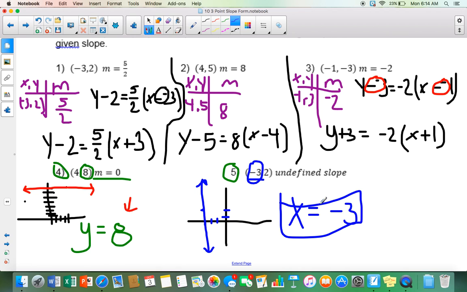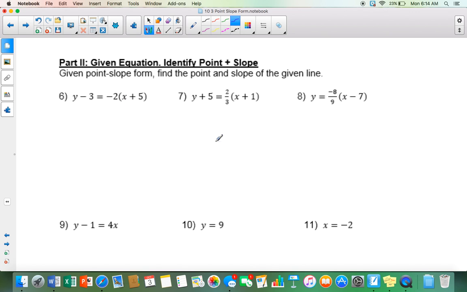You should be excited when you see 0 slope or undefined slope because they're like your easier ones. Okay, the next example is, given the point slope form, find the point and the slope of the given line.